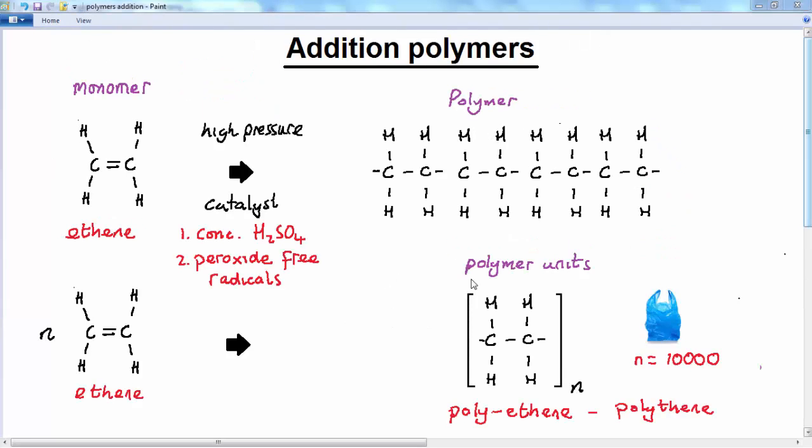Now, polythene is just one example of many different types of synthetic polymer. In the next lesson, we'll look at a few more different types of addition polymers which could be useful for your IGCSE or GCSE exams.